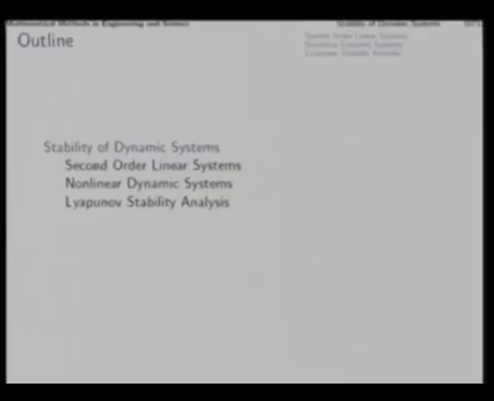Good morning. In the previous lecture, we studied solution of systems of ordinary differential equations. Today, we will apply those methods to the problem of stability analysis of dynamic systems. At length, we will discuss the special case of second order linear systems, because of two reasons: one reason for why second order, and the second reason for why linear.